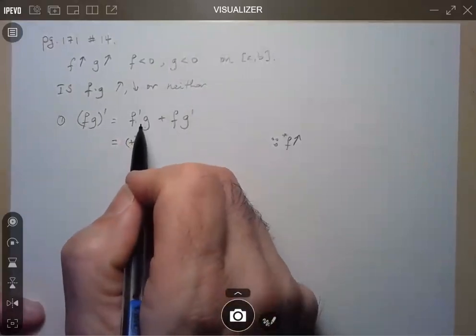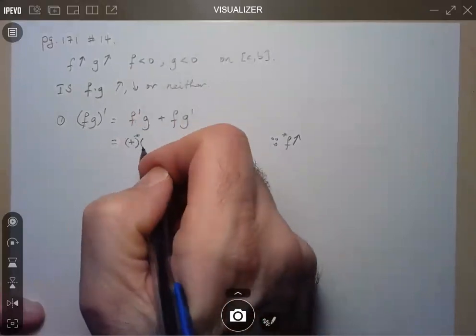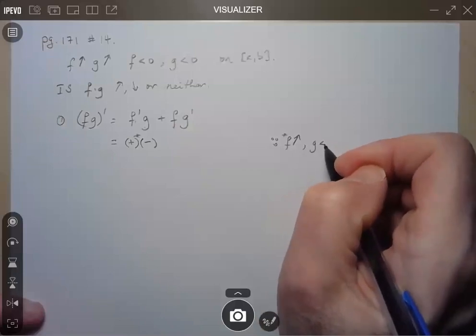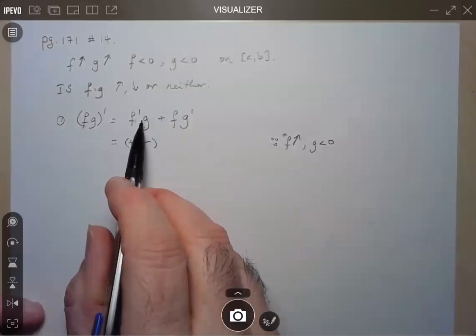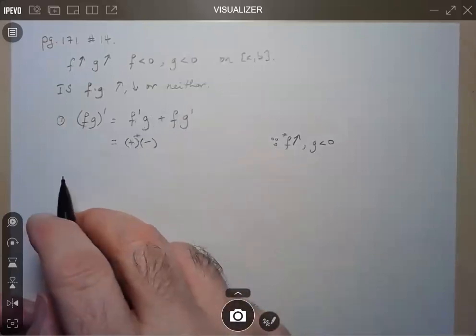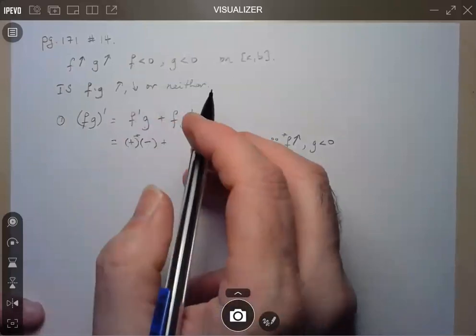They tell me that G of X is negative on this interval. So I know that whatever X value I'm talking about on this interval, they tell me that G of X is negative everywhere there. Okay, let's keep going. They also tell me that F is negative.